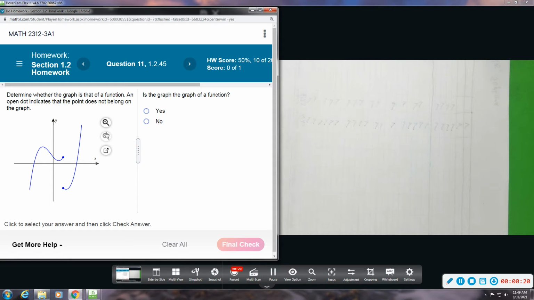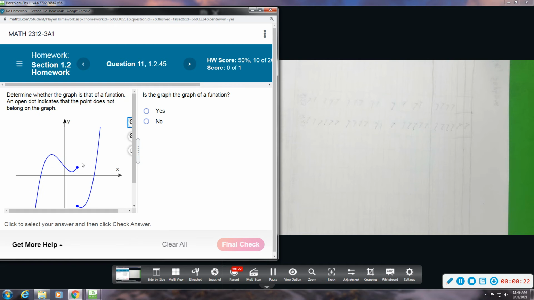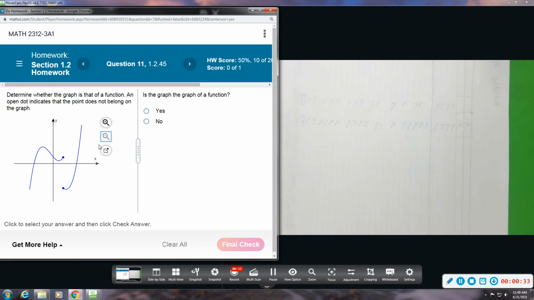It looks like these two dots are vertically aligned. So if I was to draw a vertical line, it would hit this point and it would hit this point because they're both solid dots. That being the case means it would fail the vertical line test. A vertical line should only cross the graph once, and in this spot it would cross twice.